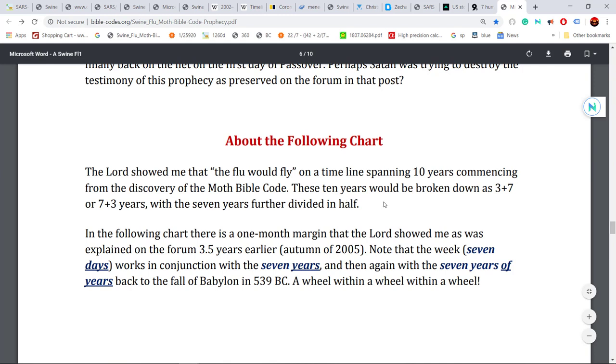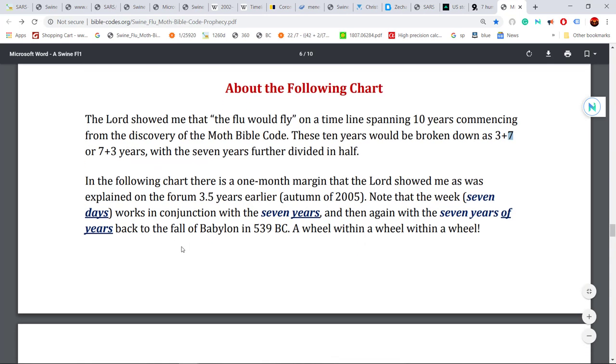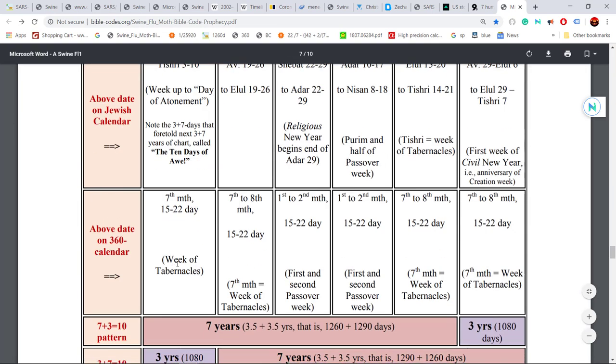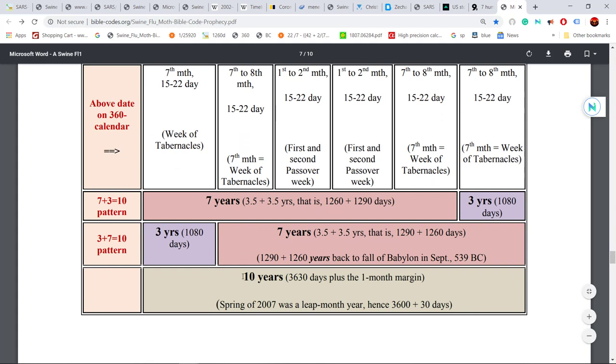These 10 years, oh yeah, I'm just saying the 7 year period itself can be broken into 2 3.5 year periods. In the following chart, there is a 1 month margin that the Lord showed me as was explained in the forum 3.5 years ago. The 1 month margin is just a leap month. And basically what I'm saying is, if you look down here, you'll see 10 years. 10 years can be 3,600 days, which is a SARS in Babylonian, or it can have its leap month added, which can be 3,630 days for a 10 year period. It can also be 3,660 in a 10-year period.